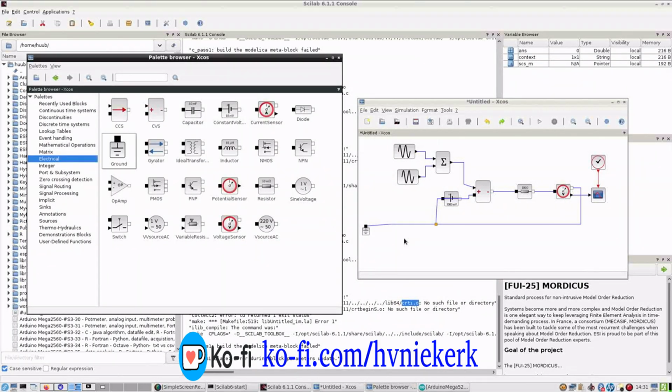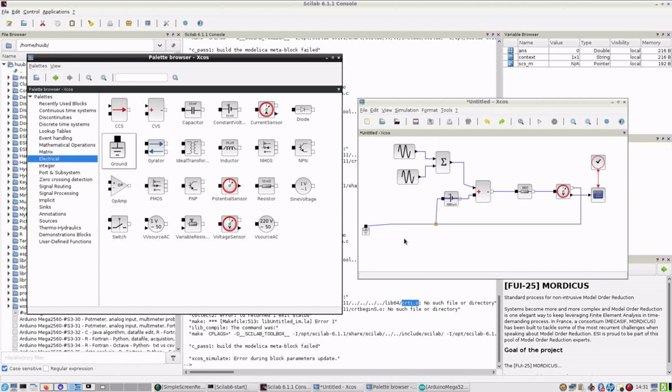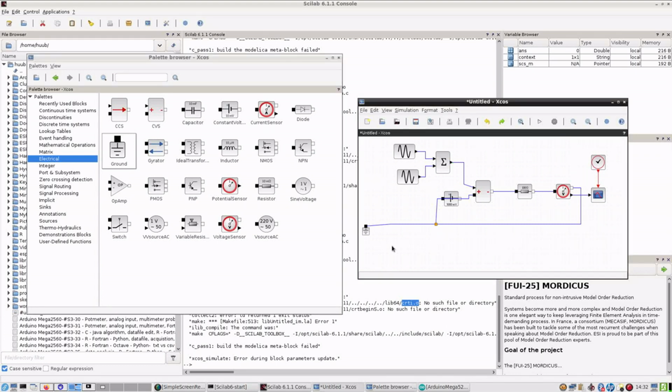Scilab is looking in the wrong directory, and I have no clue how to fix that, other than making some symbolic link to it. But otherwise, that is a problem, and it has to be fixed, obviously. So I'm going to try it and then find out how and if this is working anyway.